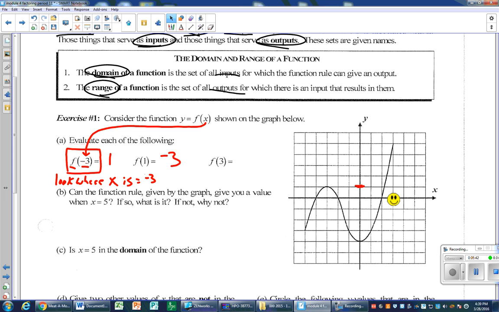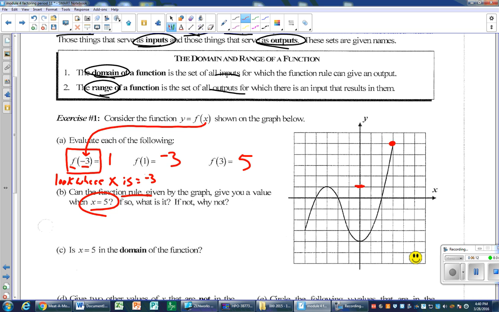Tell the person next to you what the function value of 3 is. 1, 2, 3. I have to go up 1, up 2, up 3, up 4, up 5. So the function value of 3 is 5. The output is 5. Can the function rule be given by the graph for a value when x is 5? Think about it. 1, 2, 3, 4, 5. Never hitting the graph. No, there can't.